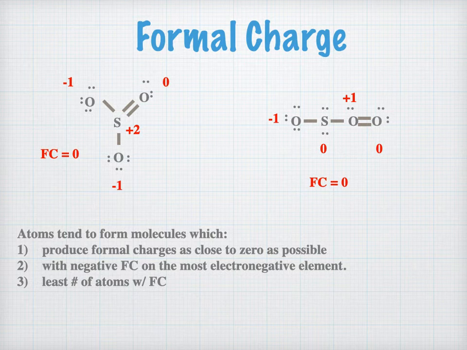Second thing we're going to look at is the location of the formal charges, and we're going to see that negative formal charges are on the most electronegative element. So oxygen being more electronegative than sulfur, we confirm that in the molecule on the left. The molecule on the right, though, we have a positive charge on the oxygen and a 0 on the sulfur.